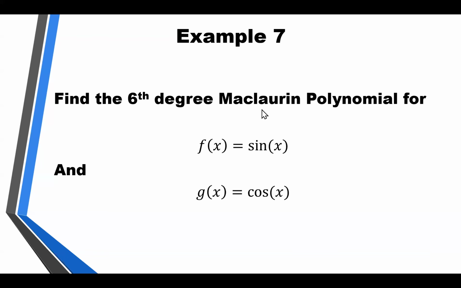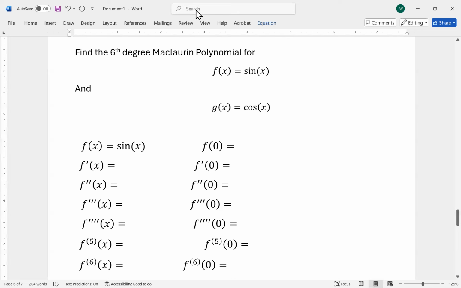Let's do a Maclaurin polynomial for trig functions. Let's do sine and cosine. These are actually paired quite nicely. So we'll find the 6th degree Maclaurin polynomial for sine, and then we'll do the same thing for cosine. I'll call f of x sine and g of x cosine. If you want to try it on your own, then by all means, try this on your own. I'm going to start dealing with sine first, and we'll again see why that is.